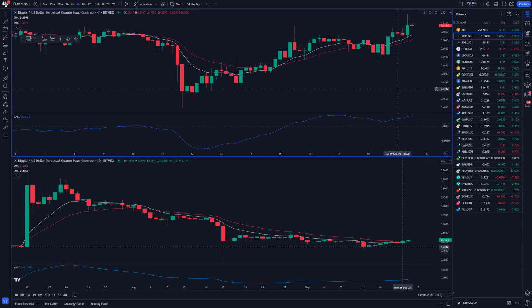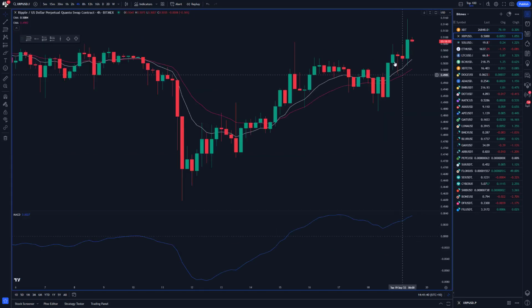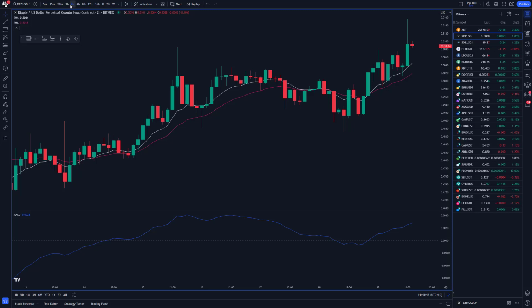I've got the bottom as the daily. I've got the top as the 4-hour. I can see here a little bit of a pullback. So I'm going to move lower and see if I can find a chart that represents a time frame for which I might like to trade.